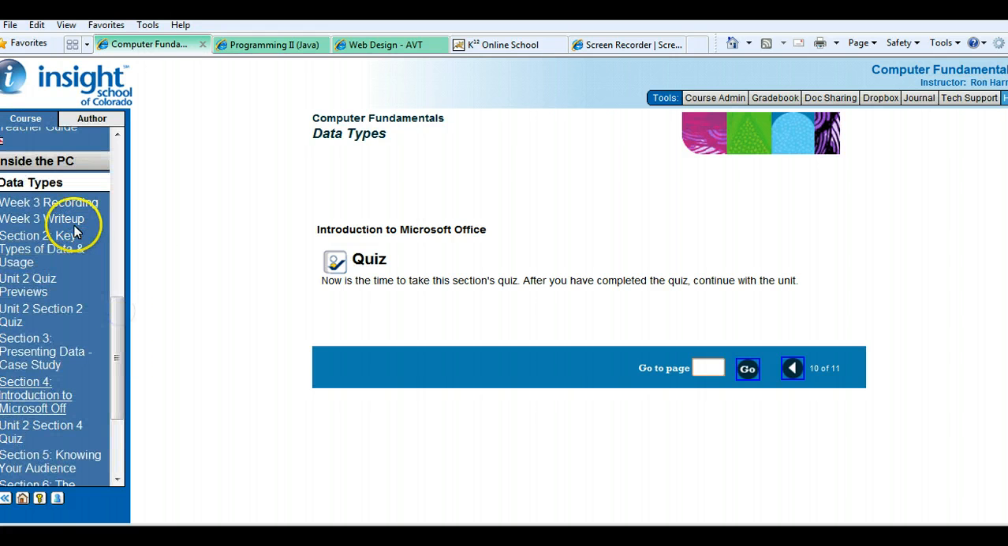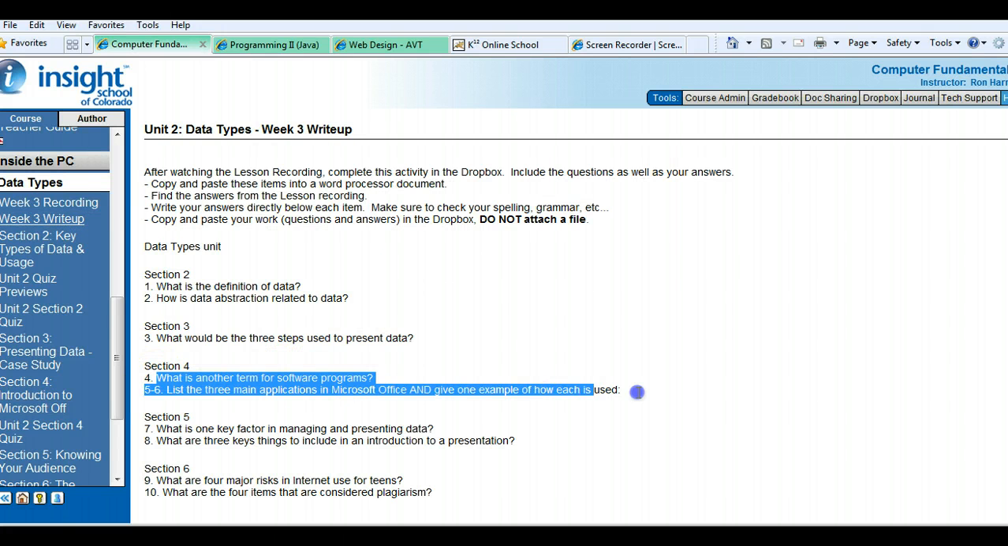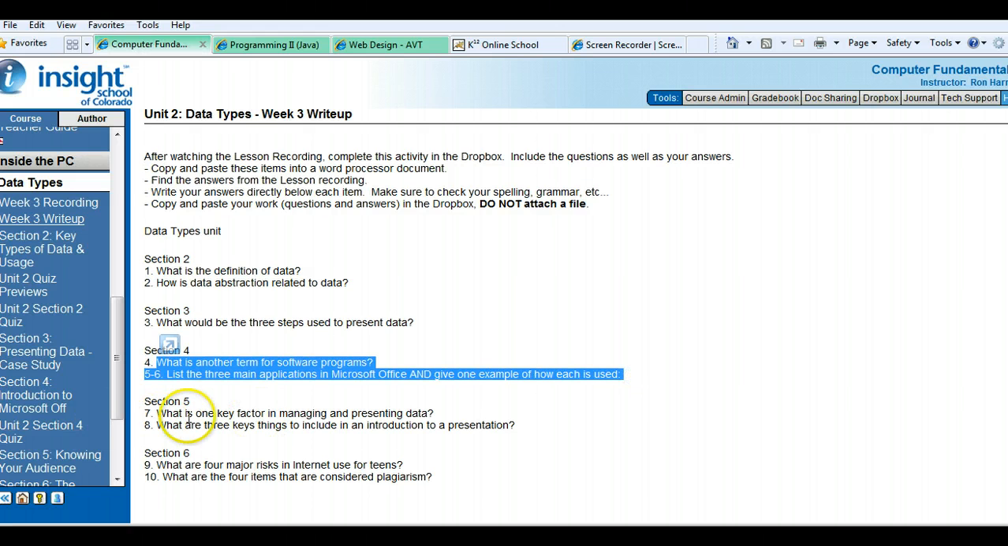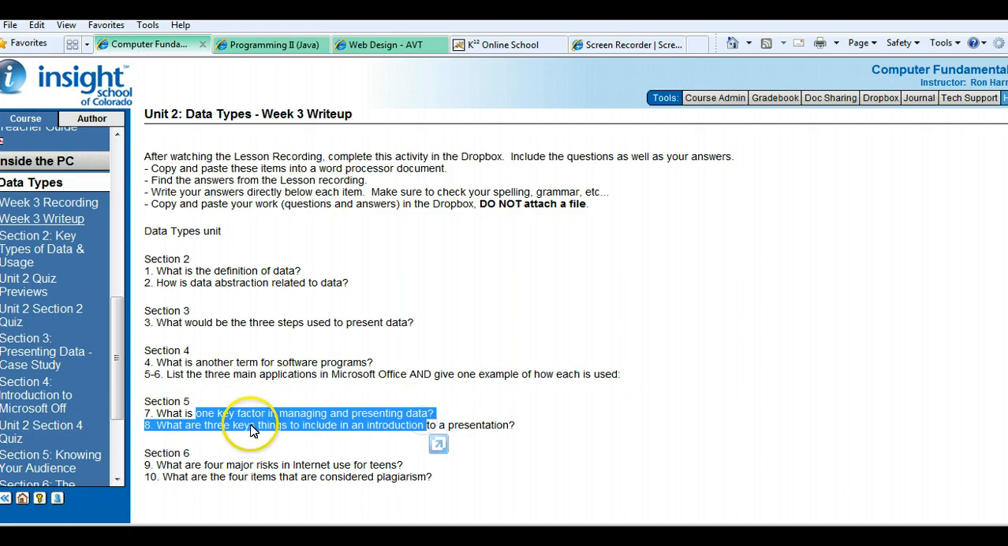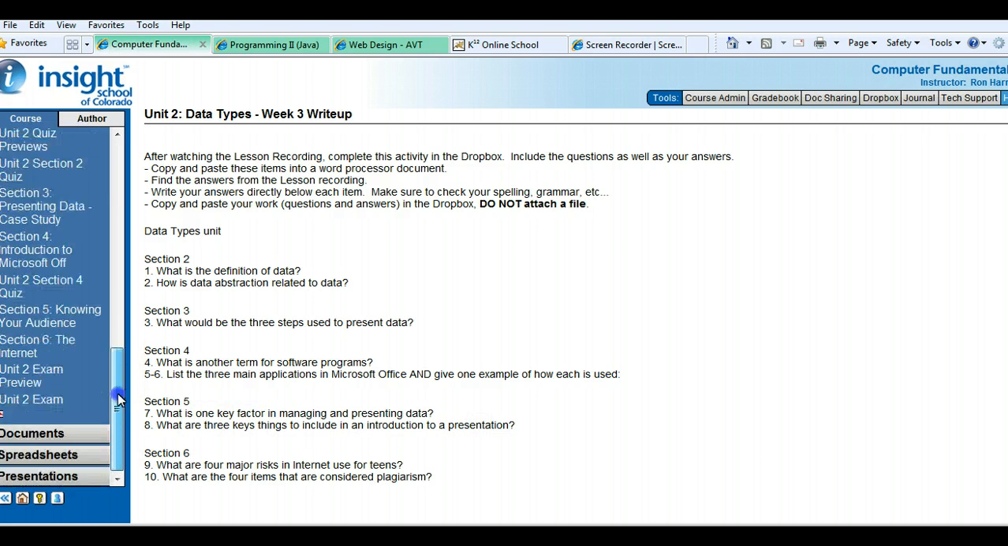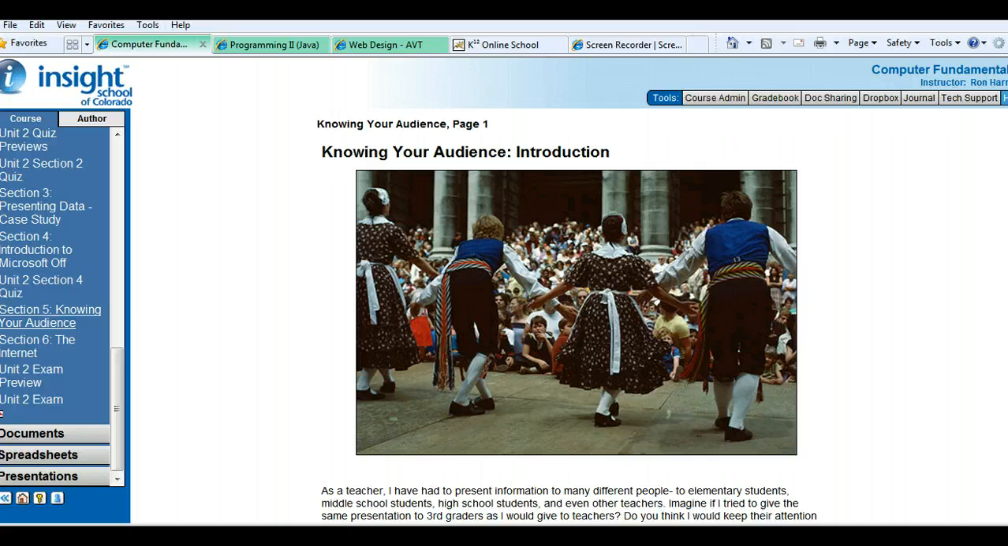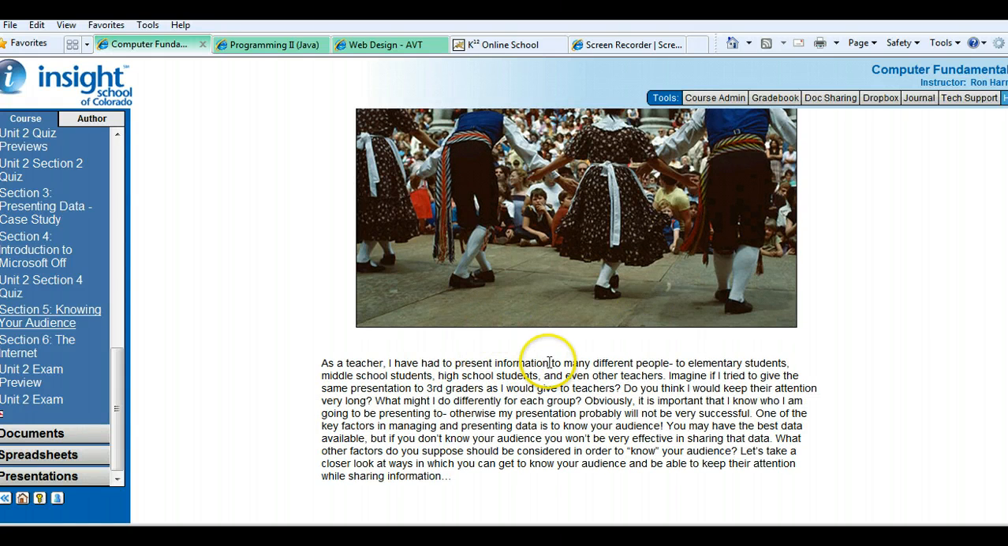All right, let's go back to the write-up. I answered all of these for you, didn't I? All right, Section 5. What is one key factor in managing and presenting data? What are 3 key things to include in the introduction to a presentation? So Section 5. As a teacher, I've had to present information in many ways: to elementary students, middle school students, high school students, etc. Imagine if I tried to give the same presentation to third graders as I would to fellow teachers. It wouldn't go over very well, right? I wouldn't keep third graders' attention.